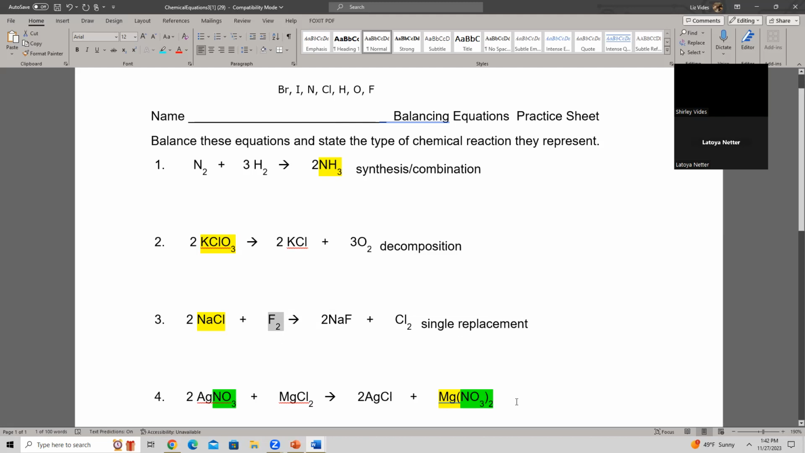All right, look at the bottom one, the number 4. What do you see there?